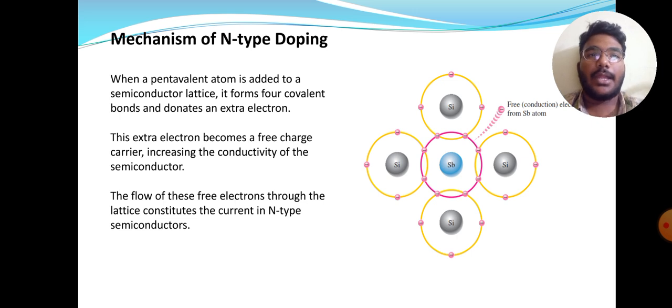Mechanism of n-type doping: when a pentavalent atom is added to a semiconductor lattice, it forms covalent bonds and donates an extra electron. This extra electron becomes a free charge carrier, increasing the conductivity of the semiconductor. The flow of these free electrons through the lattice constitutes the current in n-type semiconductors.